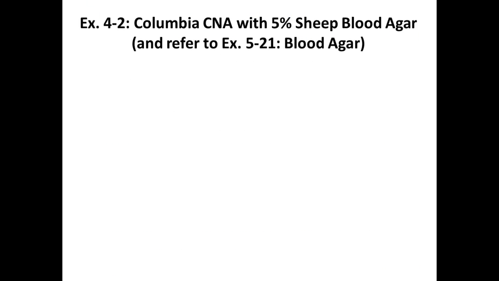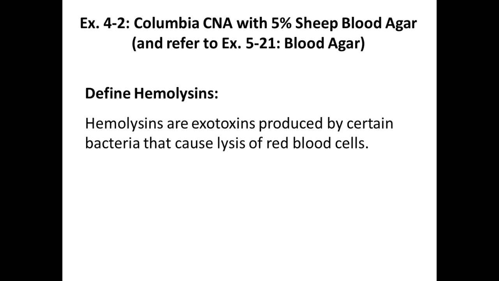So the next plates that we're going to look at is the Columbia CNA plates. And these contain 5% sheep whole red blood cells. These are very similar to human red blood cells, and so that's why they're utilized in this test. They are intact because what we're looking for in this test is whether the organism can produce a set of enzymes known as hemolysins. These are toxins, exotoxins that leave the bacteria and attack the red blood cell membranes.